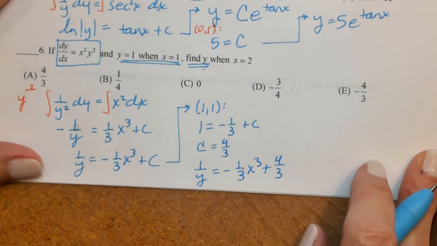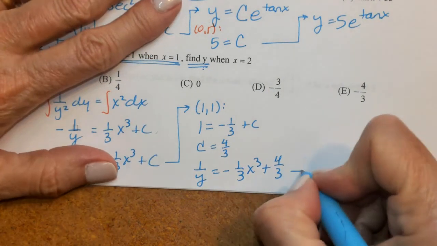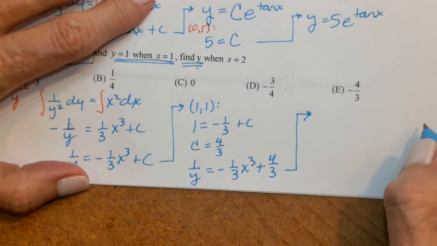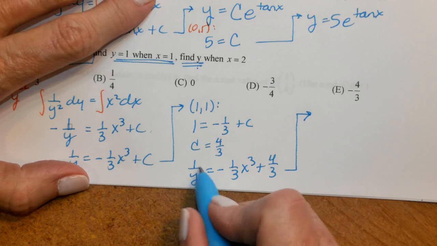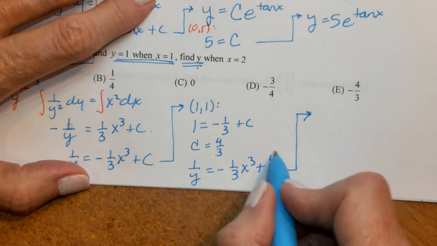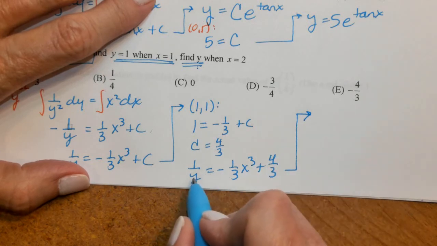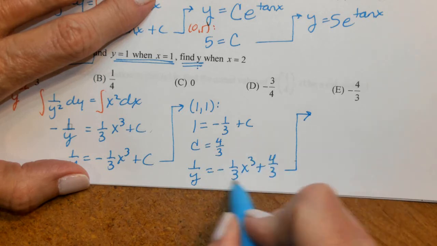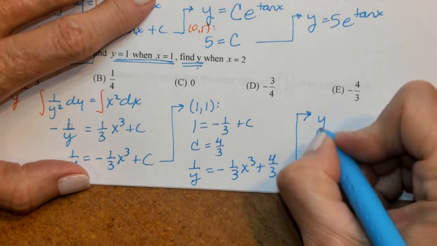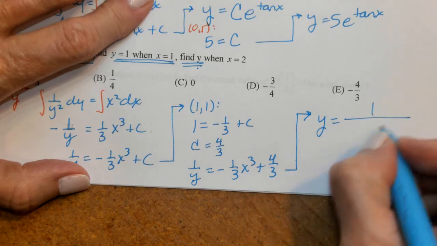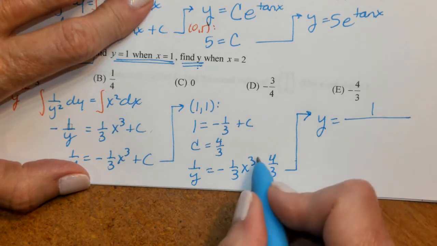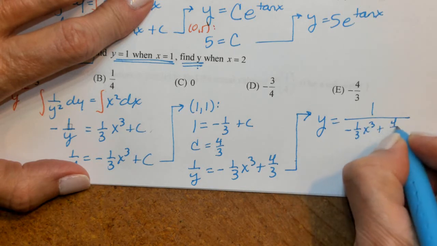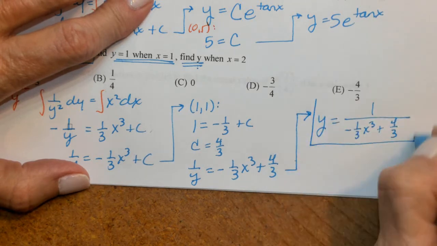Okay? Now I get that. Last step is to solve for y. When we solve for y, think of it as I'm multiplying both sides by y, and I'm dividing both sides by this. So y will equal 1 divided by all of this. And that's a safe stop point.